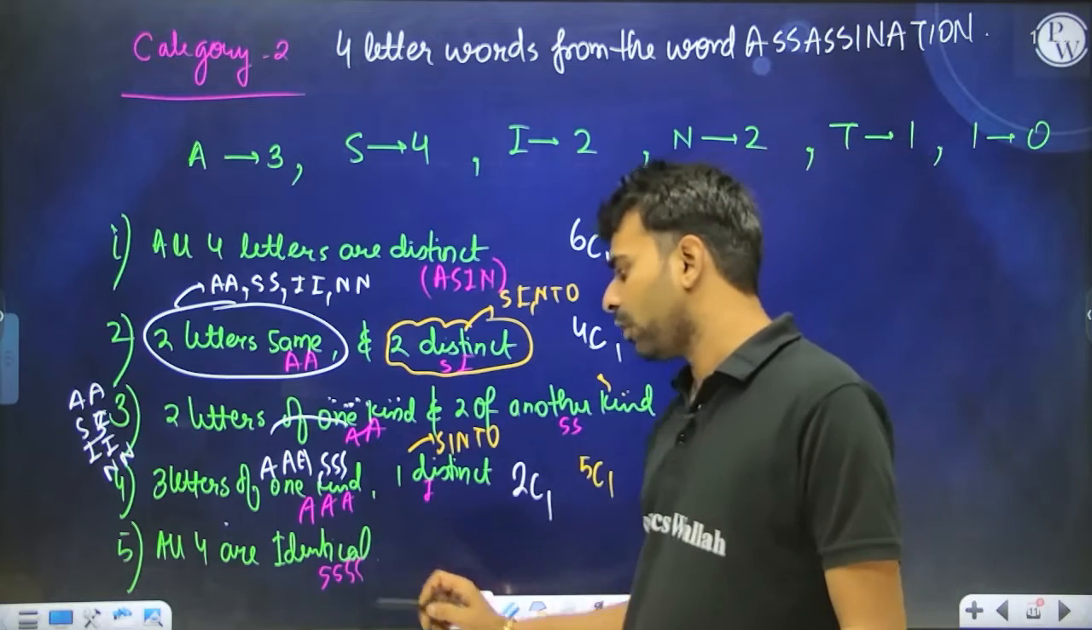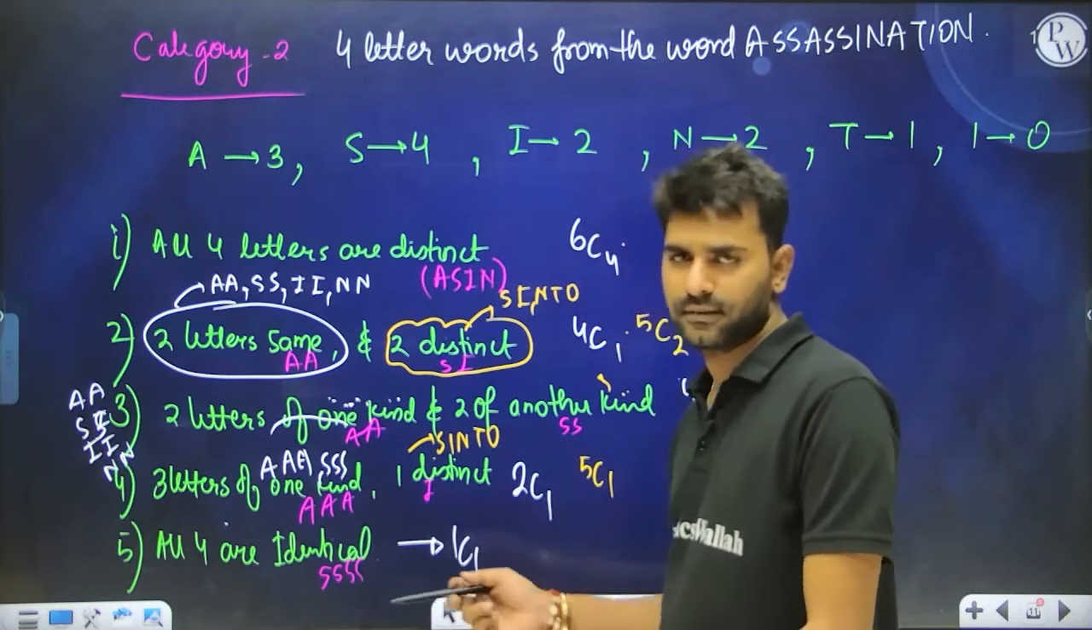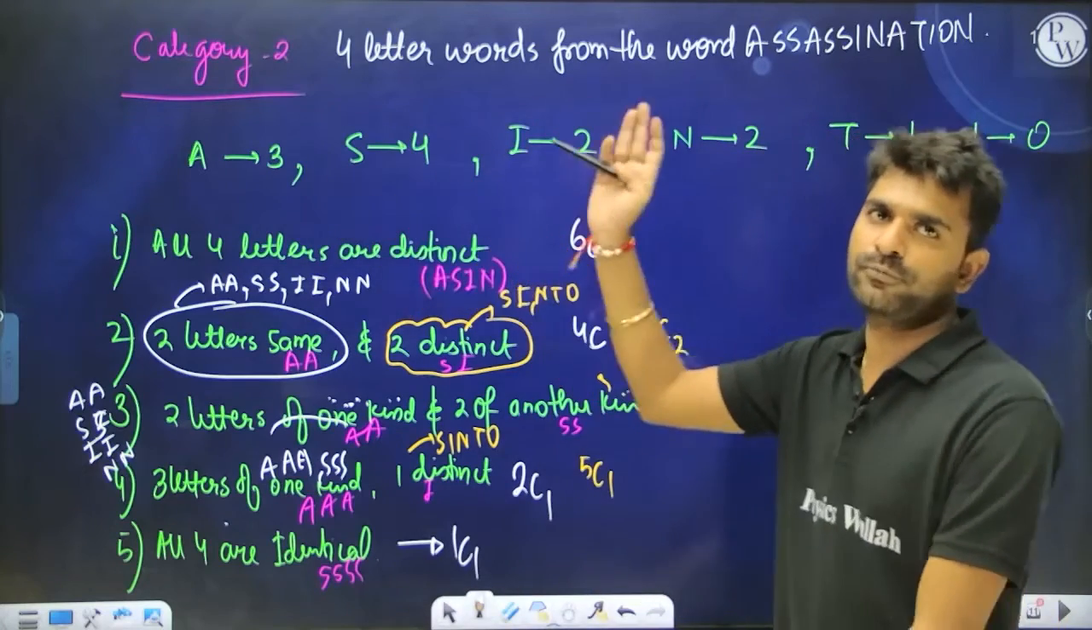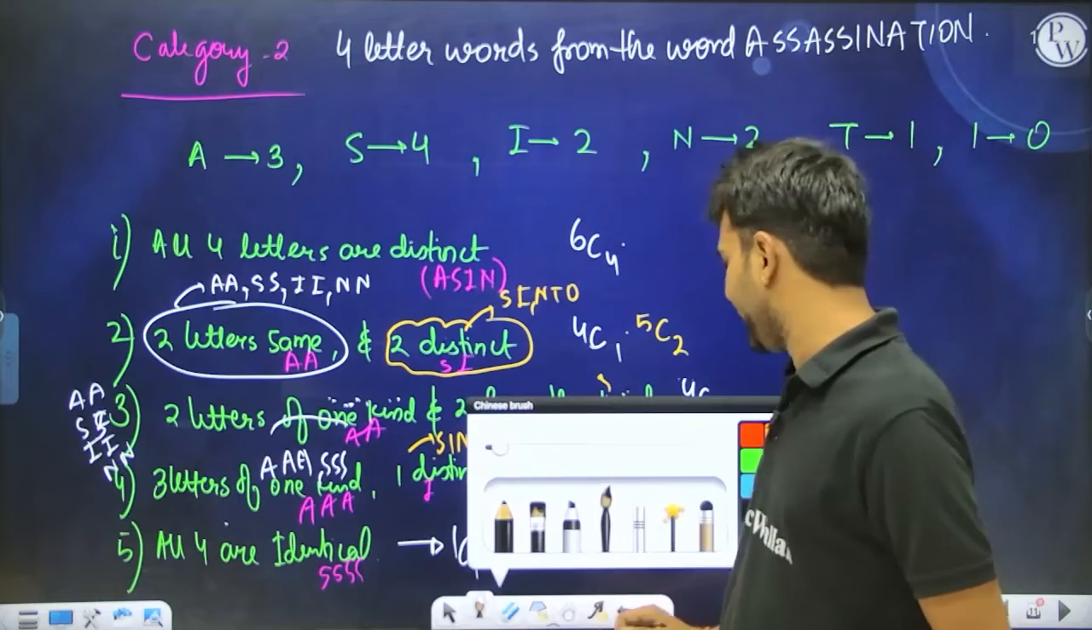If I am talking about all 4 being identical, then there is only one possibility, and what's that? SSSS, because 4 A's are not there, 4 I's are not there, 4 of these are not there. So this is the one bundle I have selected, and that's it.